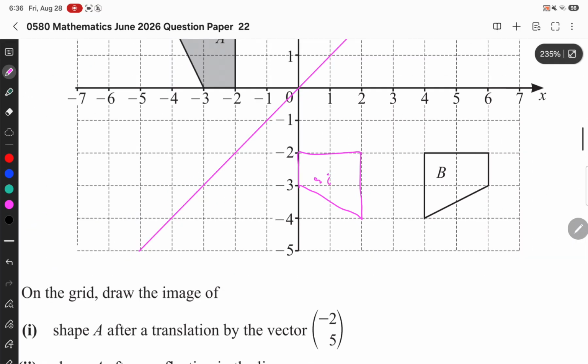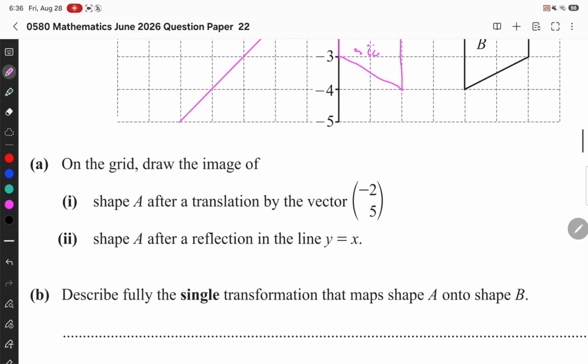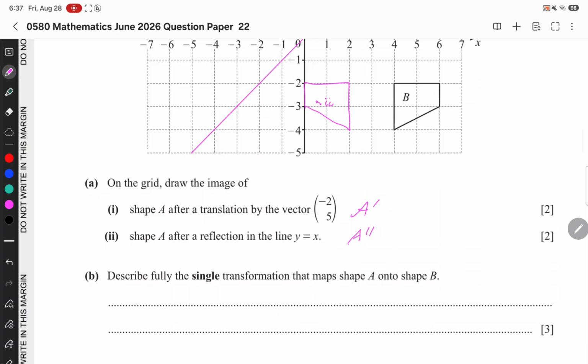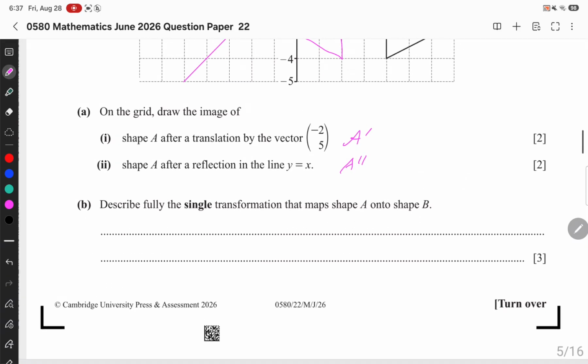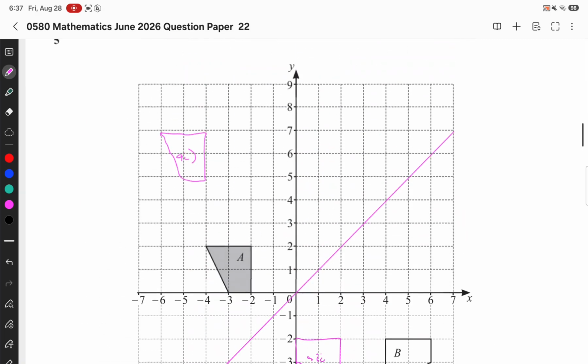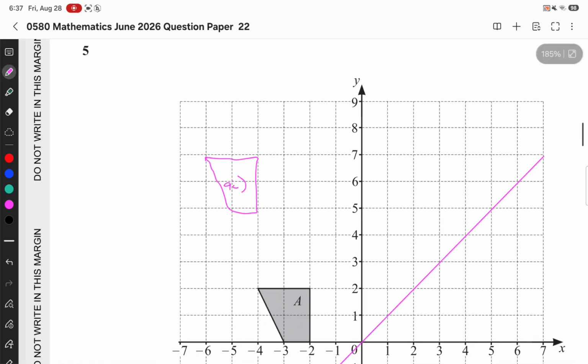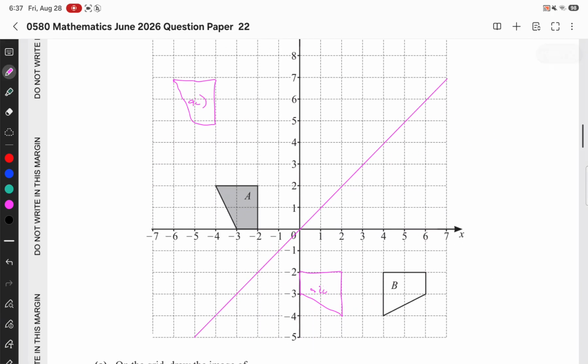I'll call this A2, or you can call this A double prime, whatever, and label it. Describe fully the single transformation that maps shape A onto shape B. Now, we can do something. Oh, and I forgot. For this translation, you can either use your tracing paper that you brought with you in your pouch, or the center gave it to you.